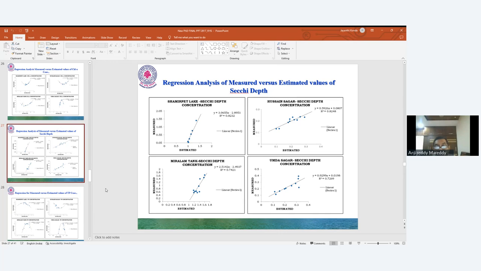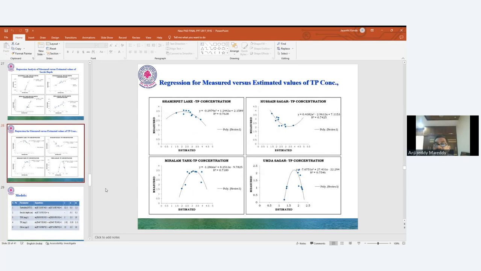In determination of the turbidity, Secchi depth discs and all those things can be used. And by using that, you see how the regression analysis looks, and the error analysis can also be done. The coefficients of determination are given in each and every graph, which is self-explanatory. One is 0.8 for Shamirpet Lake. For Hussain Sagar Lake, that is 0.82. For the Miralam tank, that is 0.74, and 0.72 correlation coefficient for Umda Sagar Lake.